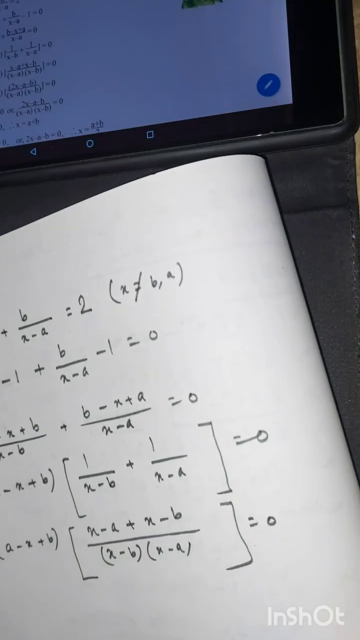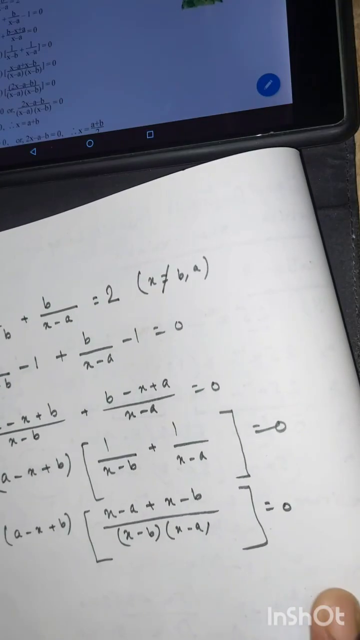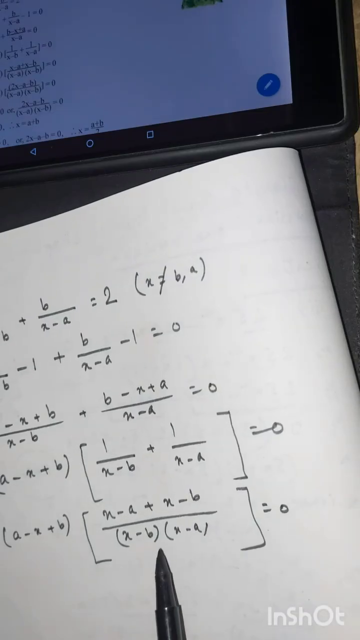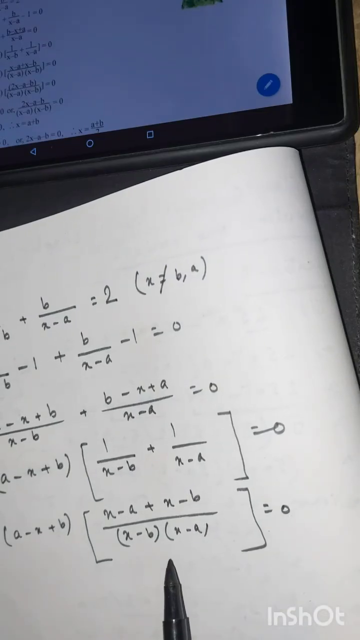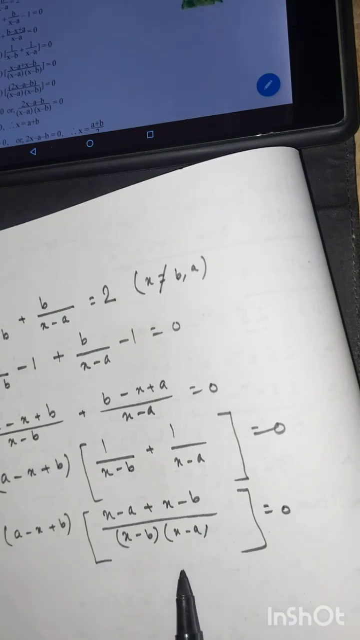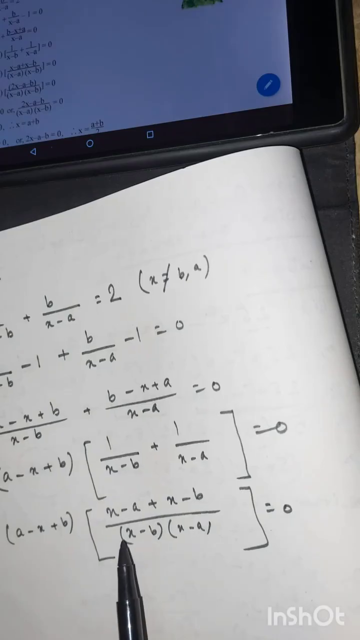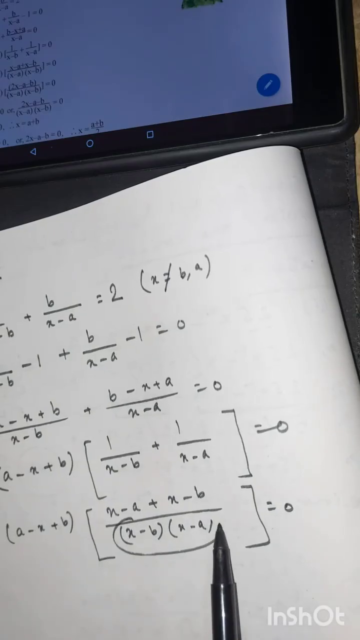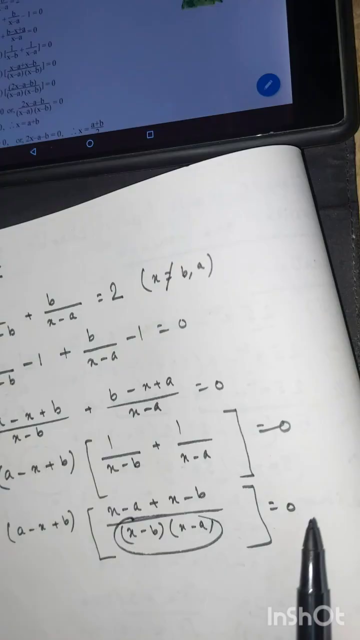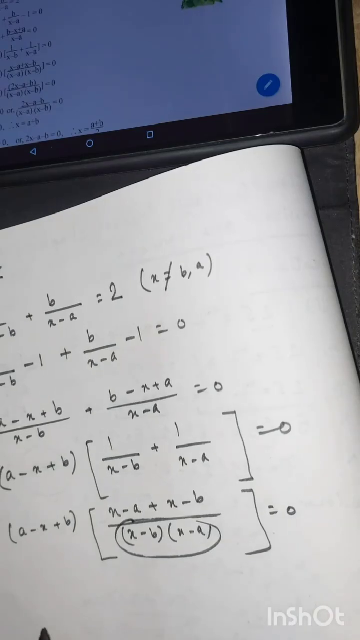Now we can send the denominator part to the right side, so it is multiplied to 0 and this part is eliminated. Okay, if we send this part to the right side, it gets multiplied to 0 and it vanishes.